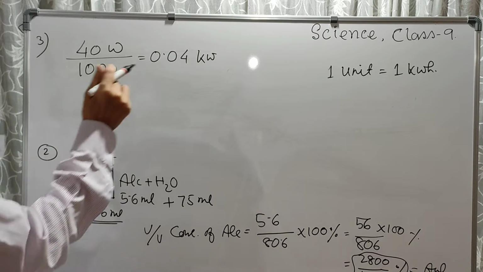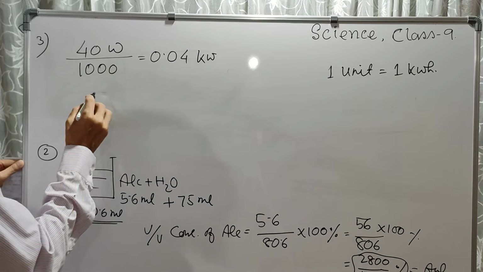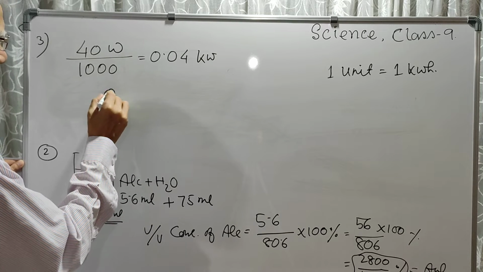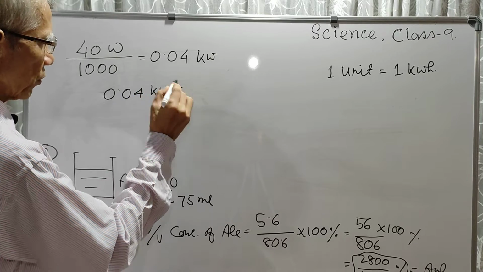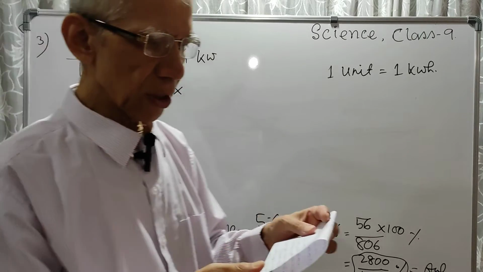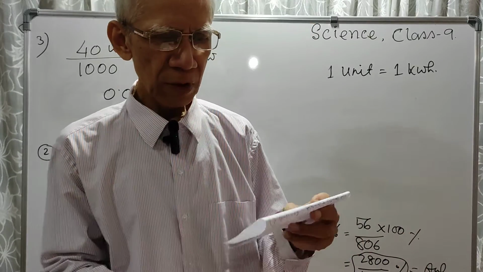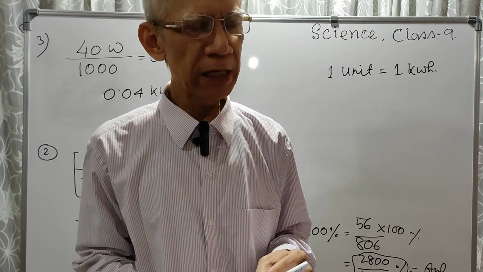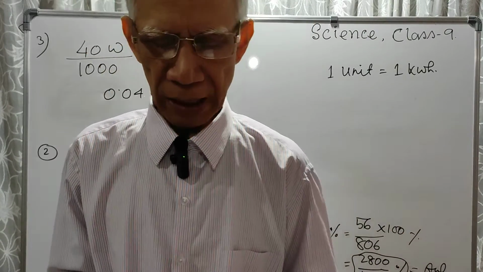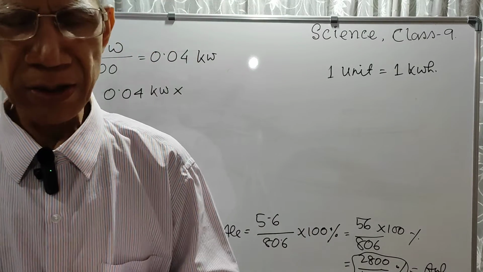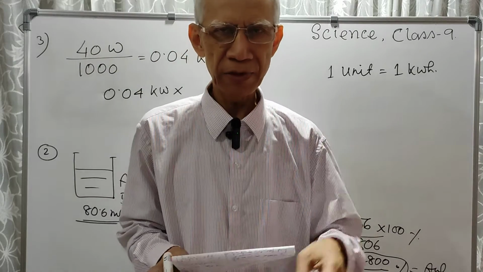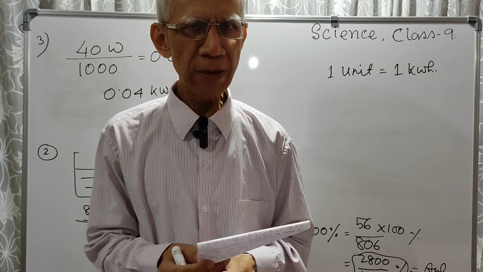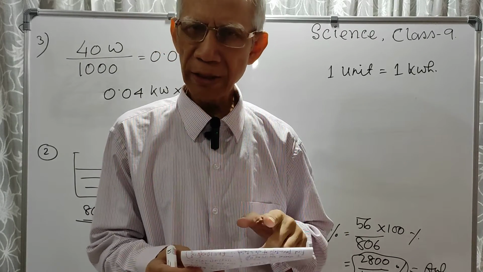All right. Now this bulb, 0.04 kilowatt, is used for 4 hours daily, for a month. Now in a month, how many days are there? It is not mentioned. So when the number of days is not mentioned, you must always take 30 days. You followed? So 1 month must be equal to 30 days.